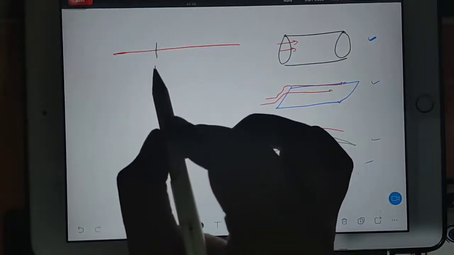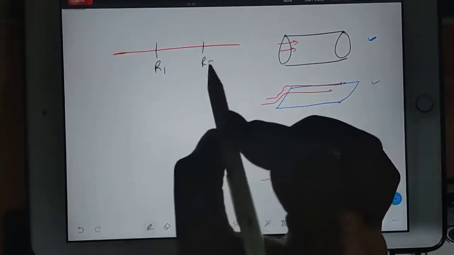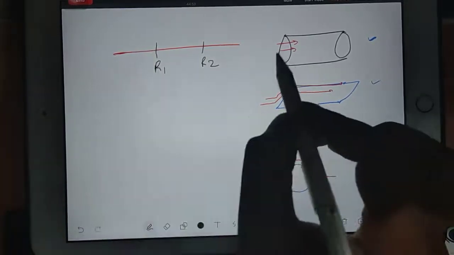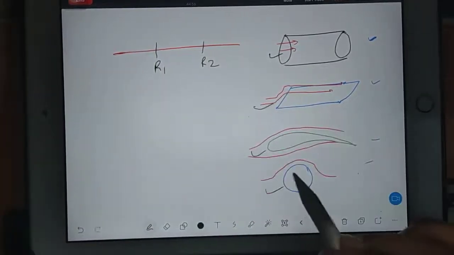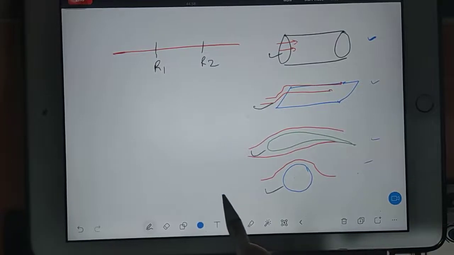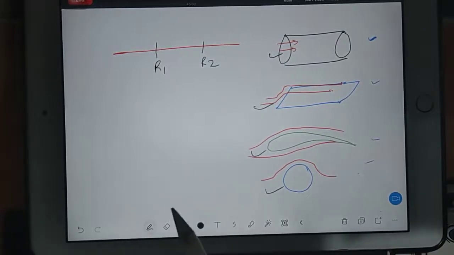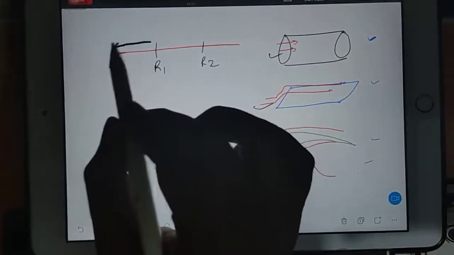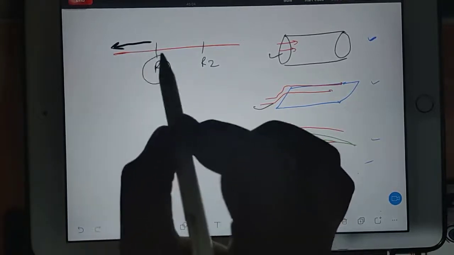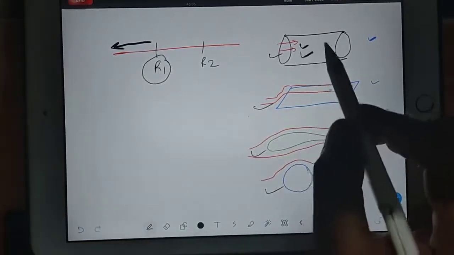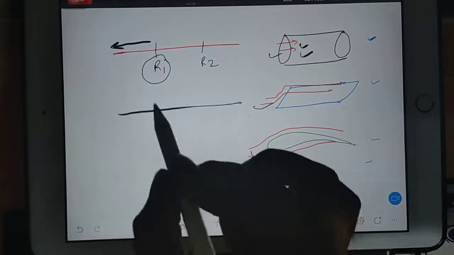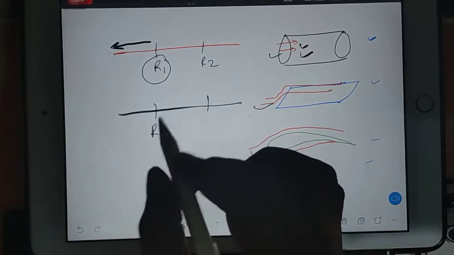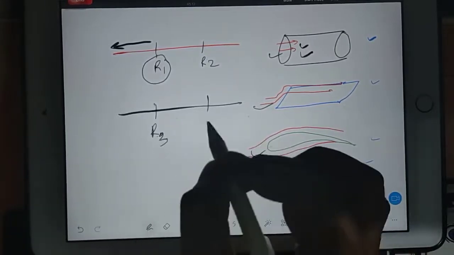So suppose this is the R1 value, this is the R2 value. For every condition you have a formula, but as you said, you don't have numerical values, so no problem. If your Reynolds number is less than R1, then the flow will be laminar. And for this condition also, you have Reynolds numbers, suppose R3, R4.